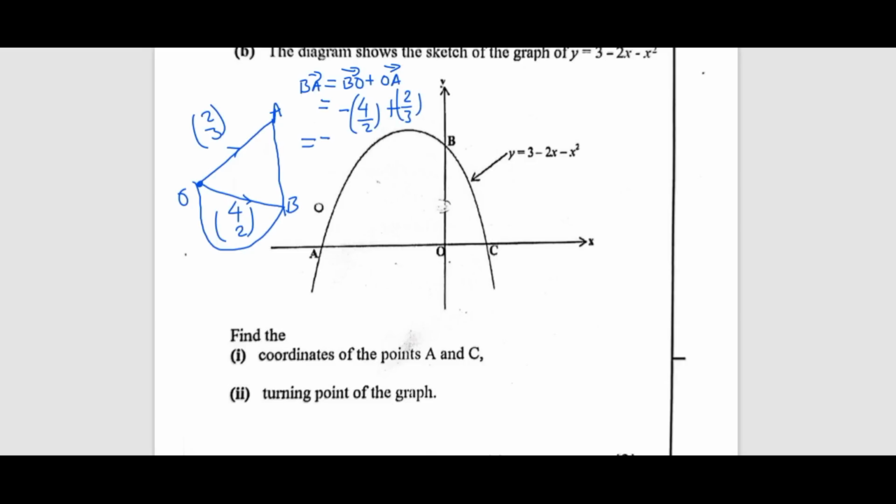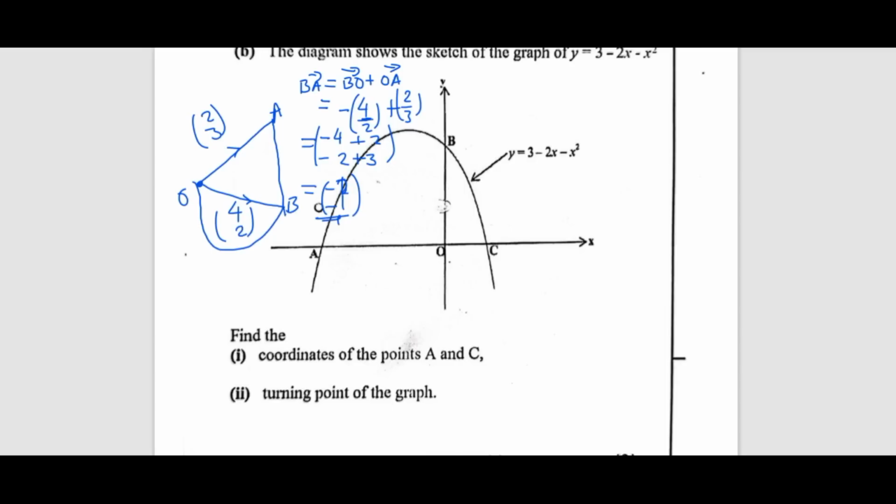So we are going to have negative 4, negative 2, not the fraction. These are not fractions. So negative (4, 2) plus (2, 3). Negative 4 plus 2 is negative 2. Then negative 2 plus 3 is 1. So this is our final answer.